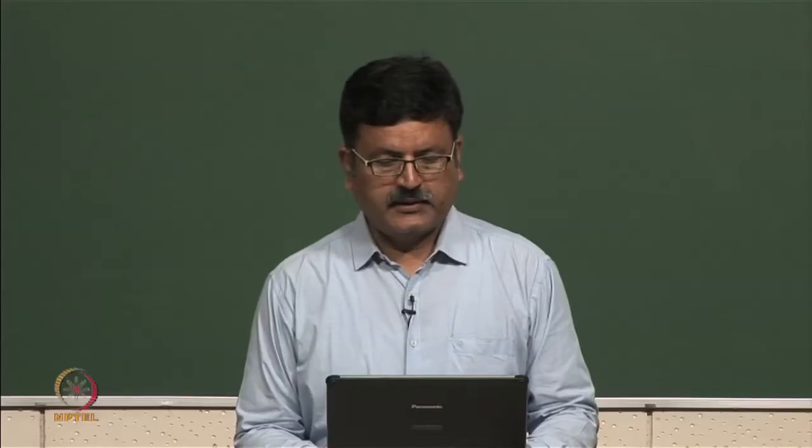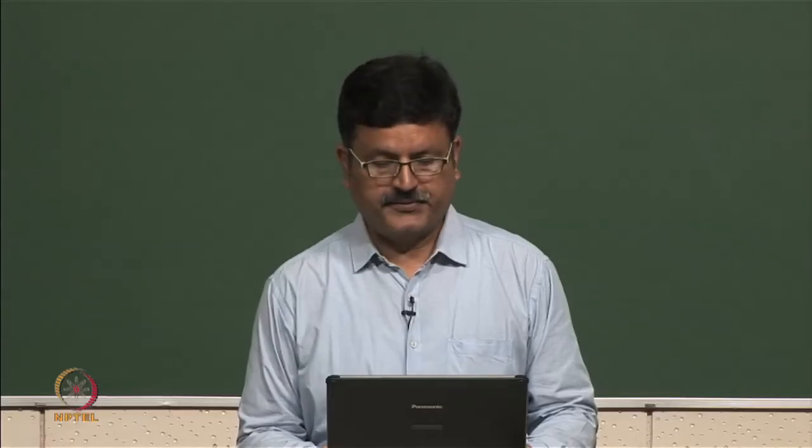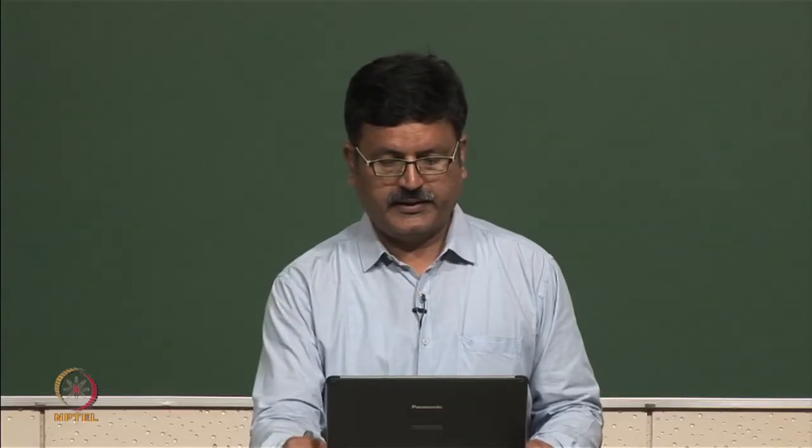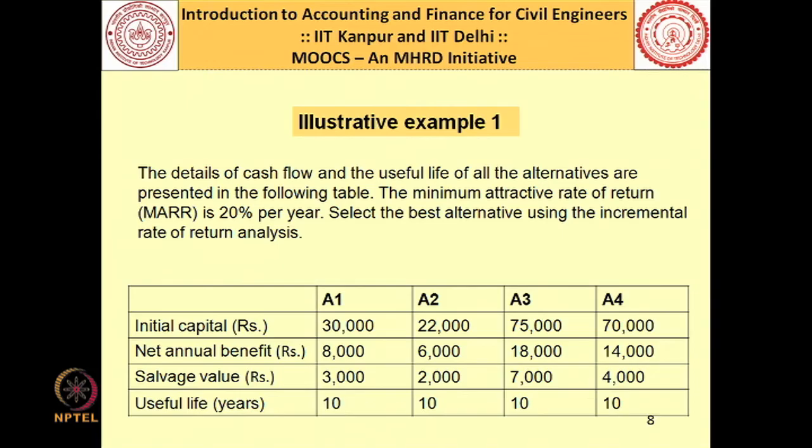In this example, we are given 4 alternatives A1, A2, A3 and A4. For each of the alternatives, we are given the initial investment. For example, in A1 we require 30,000 rupees, and corresponding to this investment we are getting a return of 8,000 annually for the next 10 years. The salvage value for this particular alternative is given to be 3,000. Likewise, we are given the details for alternatives A2, A3 and A4.